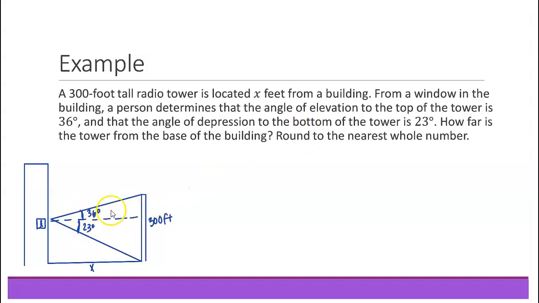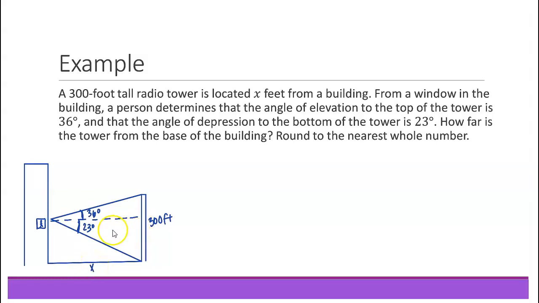So this is my angle of elevation up, this is my angle of depression down from the horizontal line of sight, right? So this angle right here is not the angle of depression. This one is. All right, so now the question is, how far is the tower from the base of the building? So here was the radio tower, here's the building. Essentially, find x, right? Solve for the value of x.